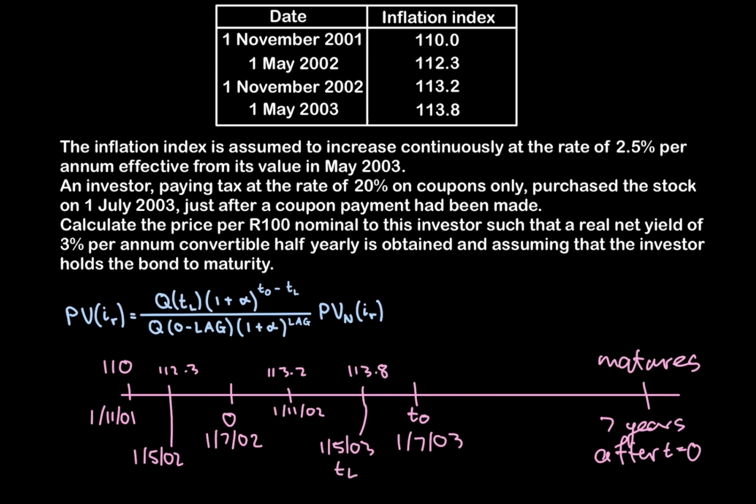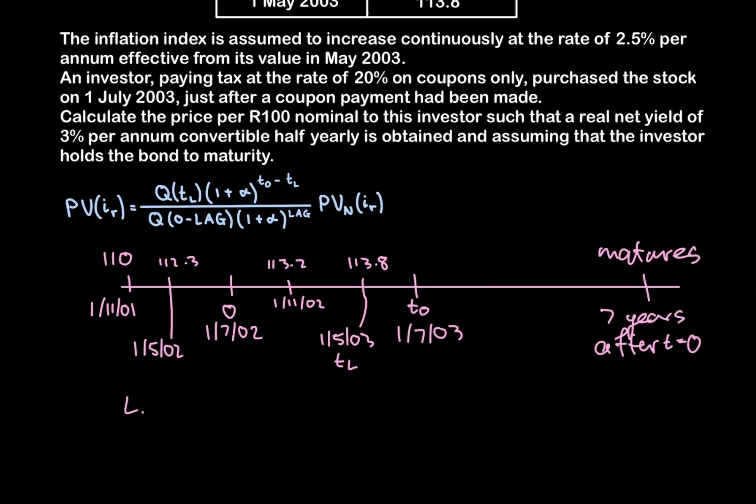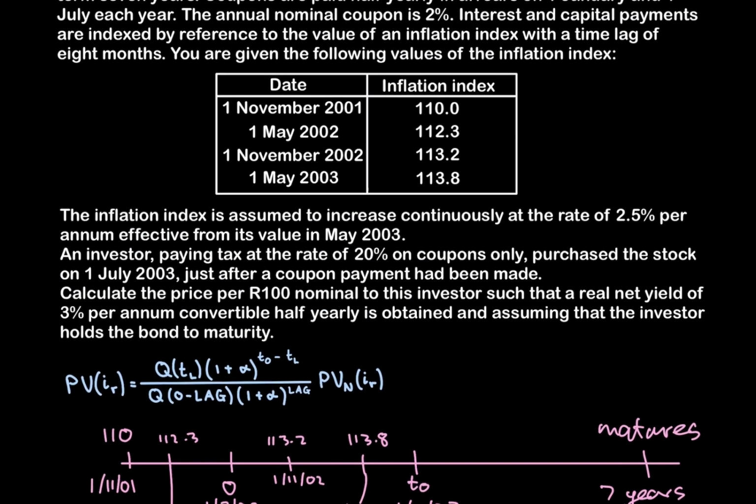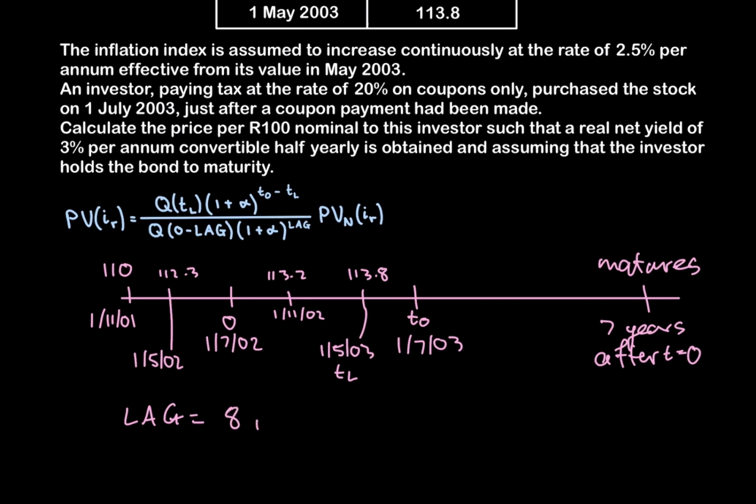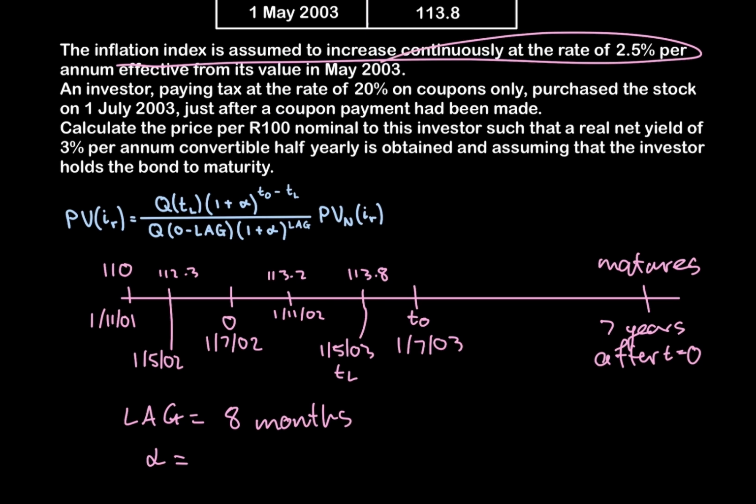Okay, so then what else is in here that we don't know? Well, we don't know lag, so we can find it somewhere in the information there, a time lag of 8 months. So we have lag is equal to 8 months. Okay, what else don't we have? We don't have alpha. So alpha is equal to the rate of growth of our inflation index, which is 2.5%. All right, and what else do we not have?